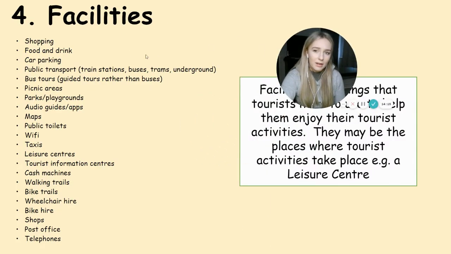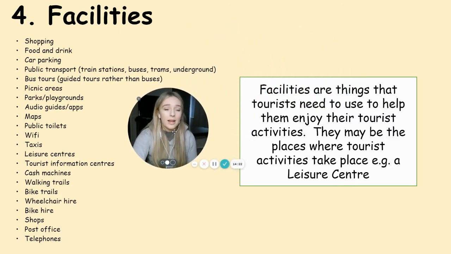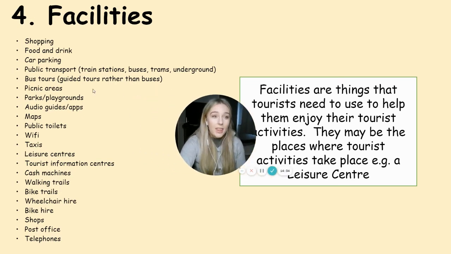Key aspect of appeal 4 is facilities. Facilities is basically just a list of things that a customer, or a tourist, would use. So facilities are things that tourists need to use to help them enjoy their tourist activities. They may be the place where the tourist activities take place, for example, a leisure centre. It's basically just anything that a tourist would need to use. And remember, you have to include 2 facilities for each of your locations. So you can just pick off this list.